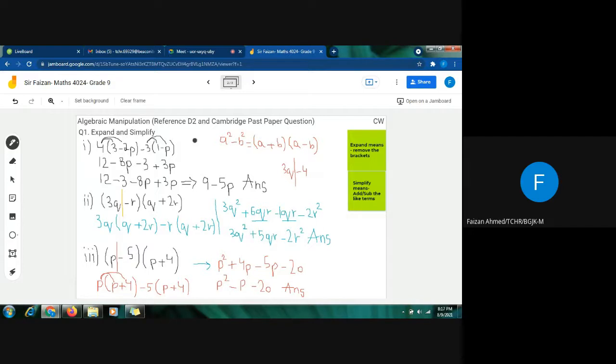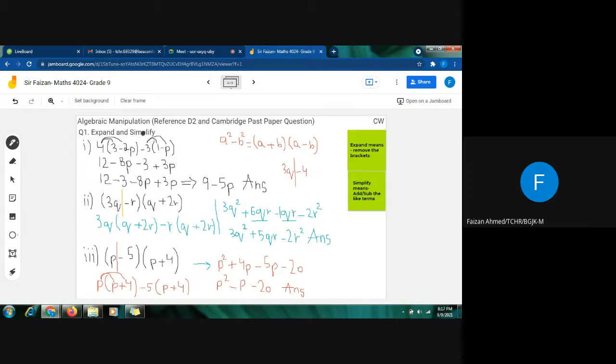And I told you about the reference. This is from D2 and Cambridge past paper questions. If you want to practice, you can open your D2. Chapter number 3 and chapter number 4 have these types of questions. So question number 1 has three parts. The language of the question is: expand and simplify.